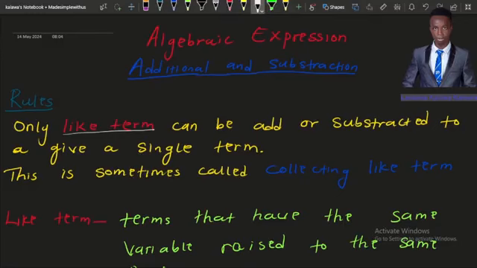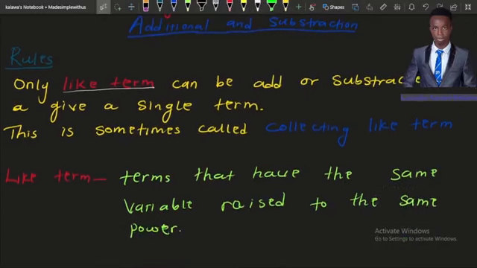So what then is a like term? When we say like term in mathematics or in algebraic expression, it simply means terms that have the same variable raised to the same power.